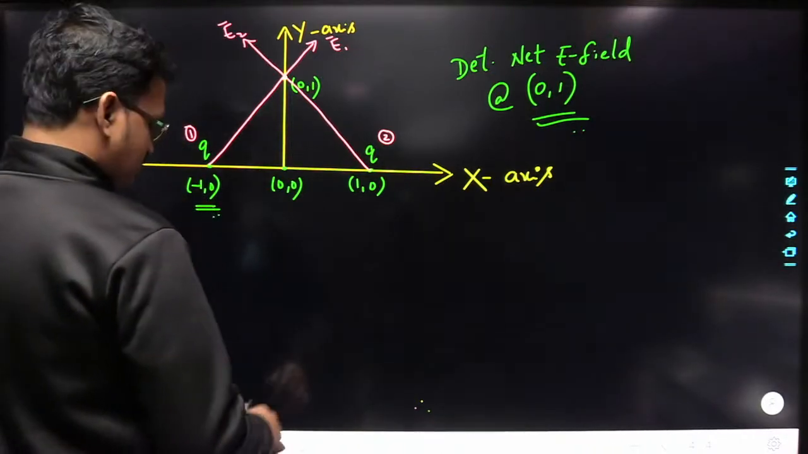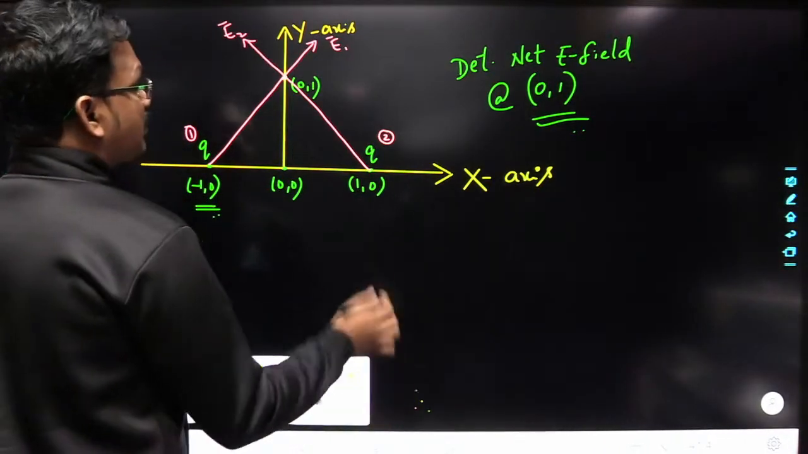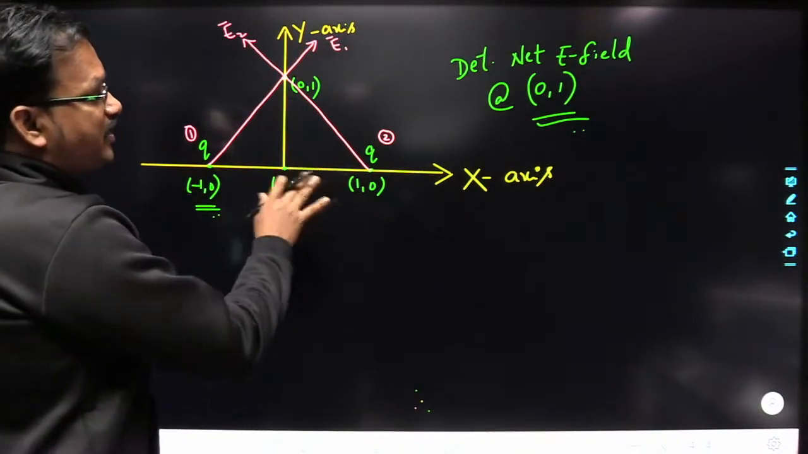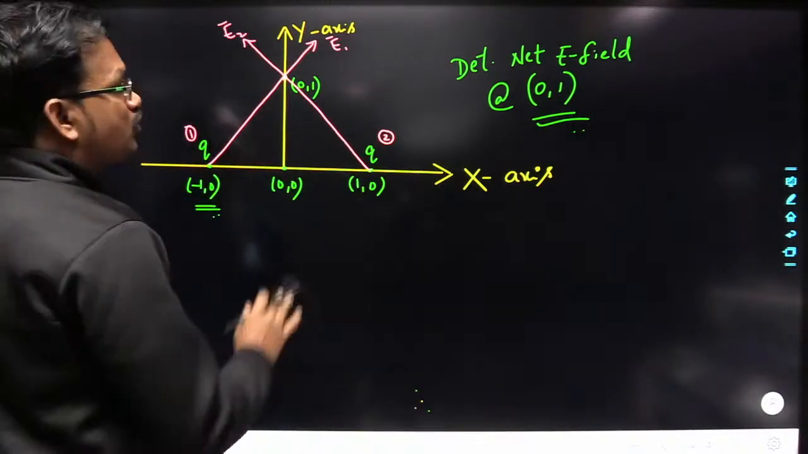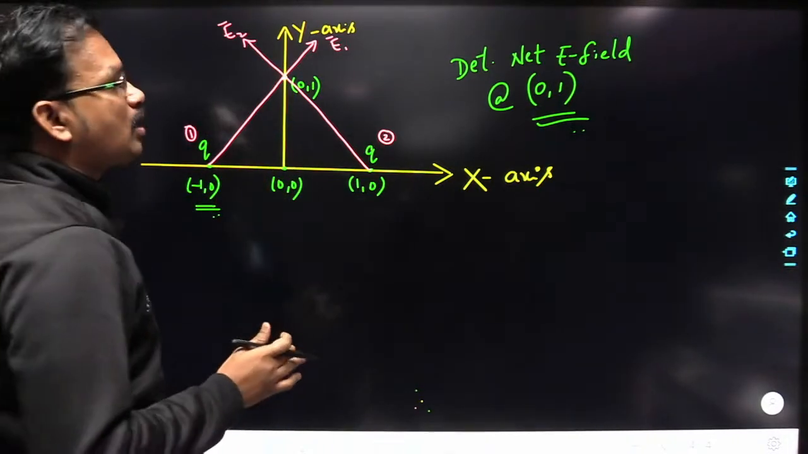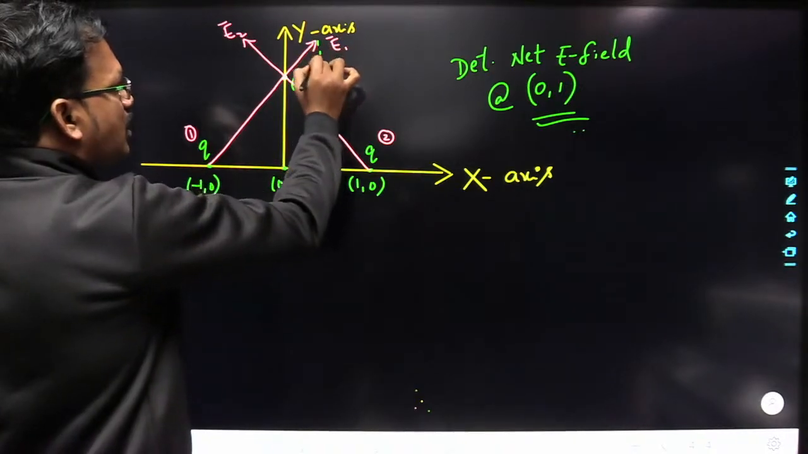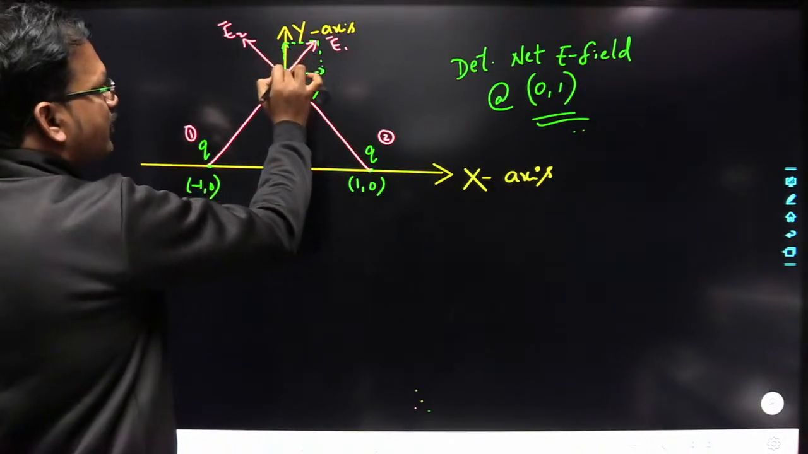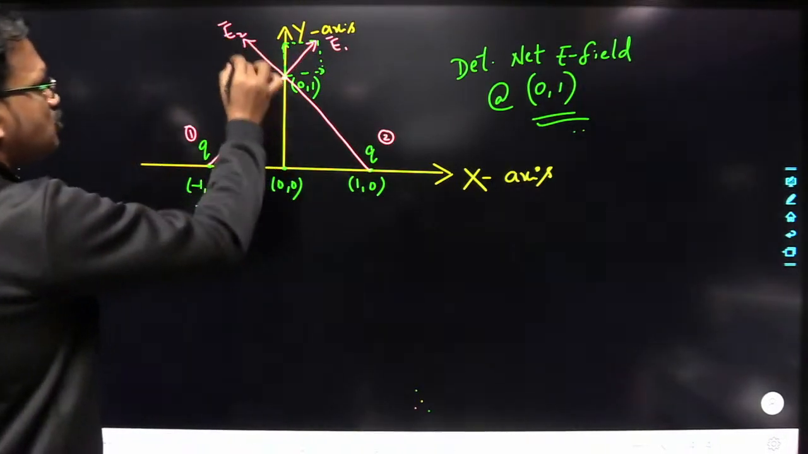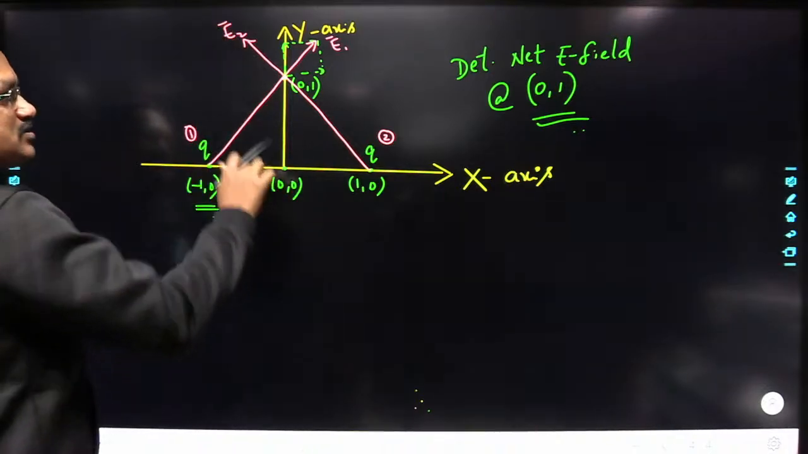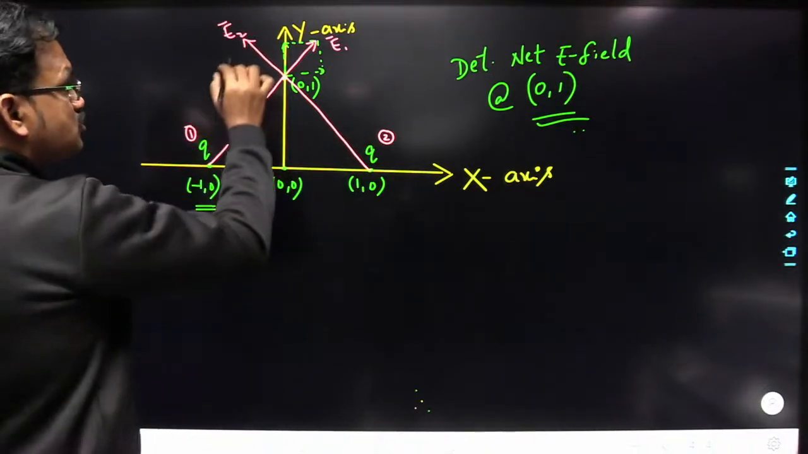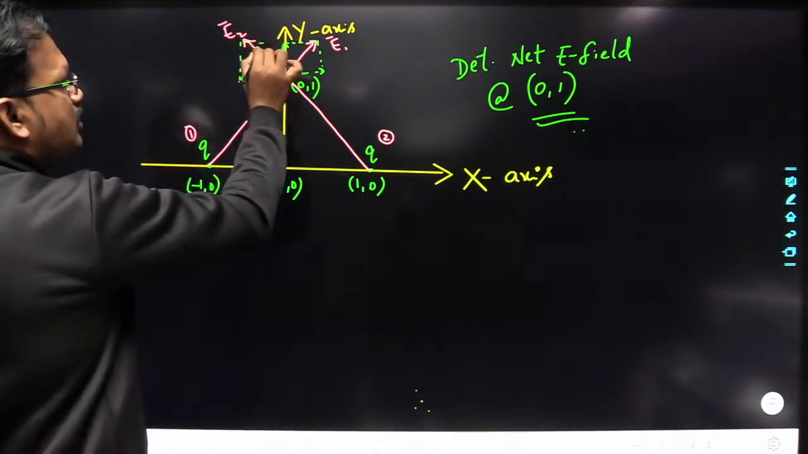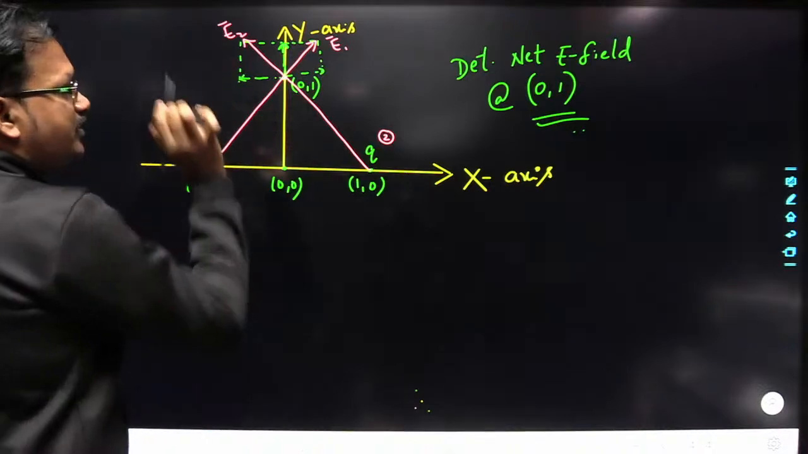Now if you observe here, this E1 bar is neither along the x direction nor along the y direction. So you can resolve this E1 bar into two components. One is along the x direction, and another one is along the y direction. Similarly, this E2 bar is also neither along x nor along y. So you can resolve this into two components. One is along the x direction, another one is along the y direction.